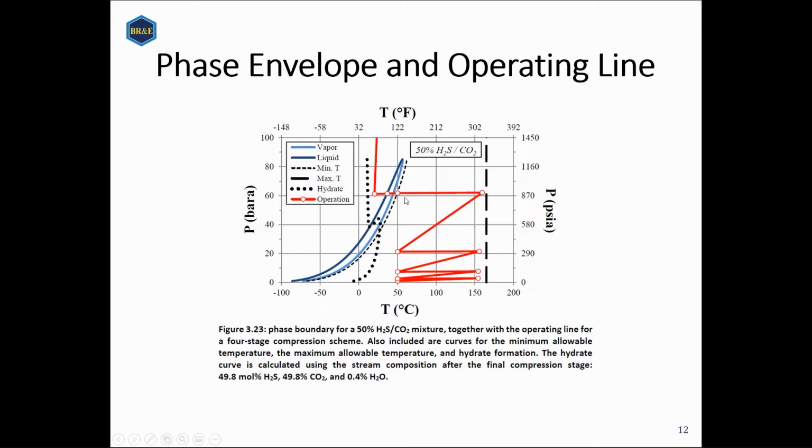This minimum temperature line that we try not to cross until the very end is going to be based on forming those acid gas liquids again. So you can see it kind of parallels that liquid line on the phase envelope. That's because we're just trying to stay about 5 degrees above that. So it makes sense that it is a similar curve.